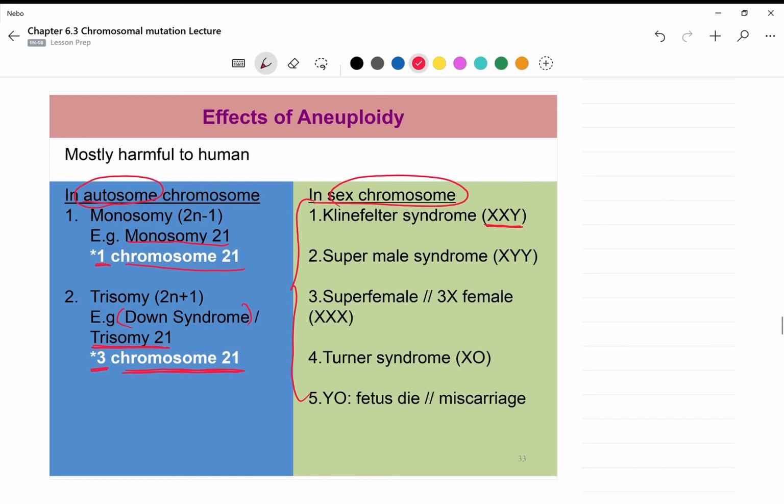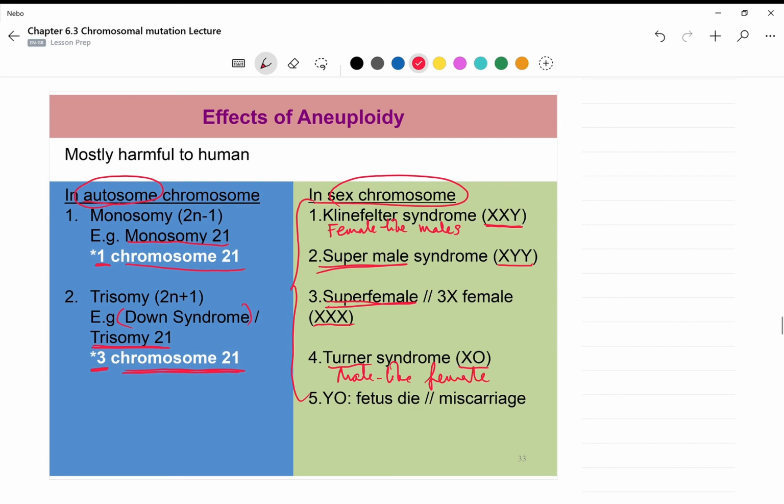These organisms are what we normally call female-like males. The second possibility is supermale syndrome, where the genotype is XYY. We might also have superfemale, where the genotype is XXX, and we might have Turner syndrome, where the genotype is XO. This is what we normally call a male-like female.